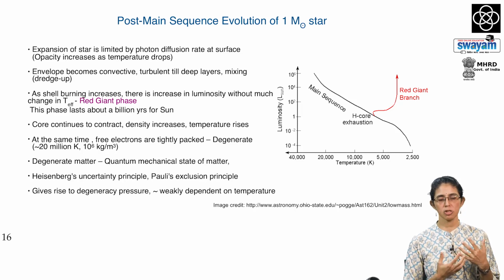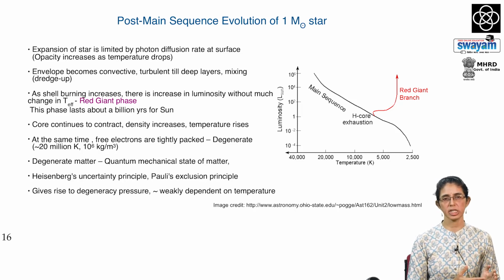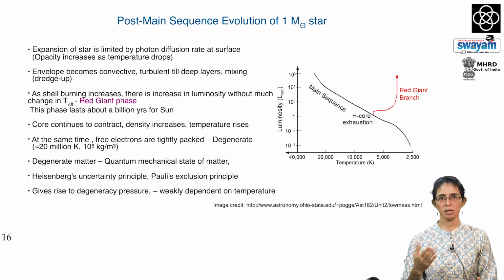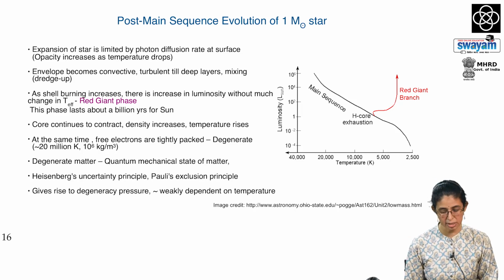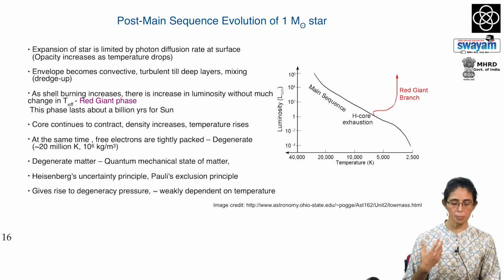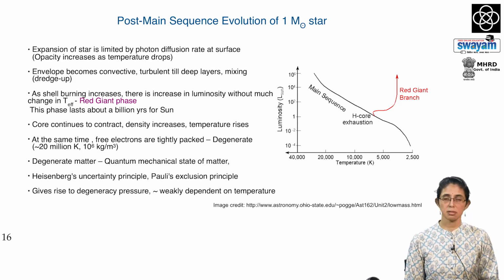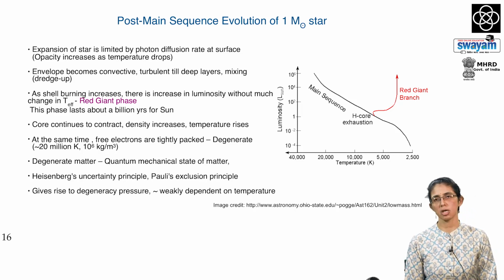Therefore, the composition of the star is slightly different towards the interior as compared to outside because of nuclear processing. This mixing happens during this phase, which is known as the dredge up phase. This phase is known as the red giant phase, and it lasts about a billion years.